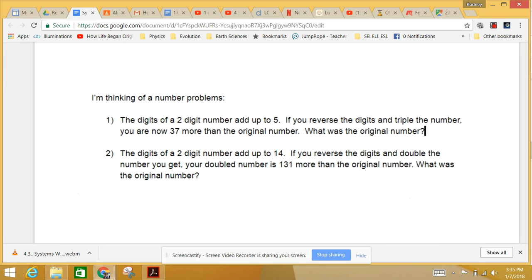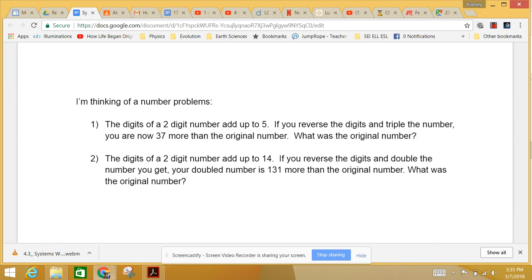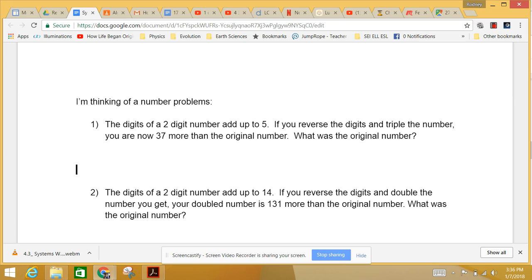The digits of a 2-digit number add up to 5. If you reverse the digits and triple the number, you are now 37 more than the original number. What was the original number? I invite you to pause the video and see if you can come up with a setup for this and even come up with the original number. So, assuming you've paused, and you've come back now, I will walk through my setup for this one.